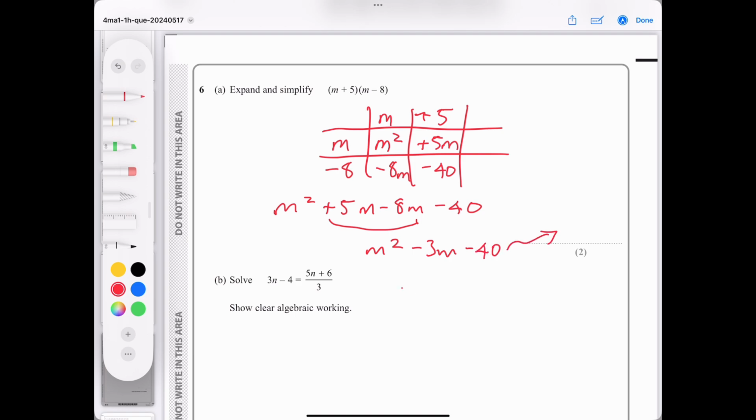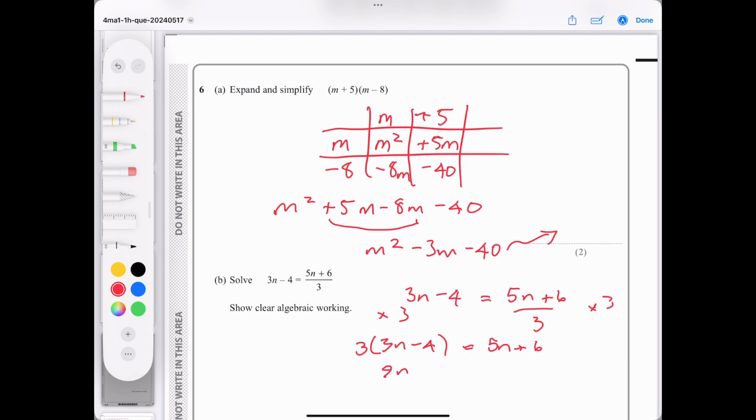And this one is (3n minus 4) equals (5n plus 6) over 3. And as I say to my students regularly, what do I not like? Well, just algebraic fractions in general, and denominators. So we'll times both sides by 3. And so we go 3 times (3n minus 4) equals 5n plus 6. Now we've got rid of the thing on the bottom.